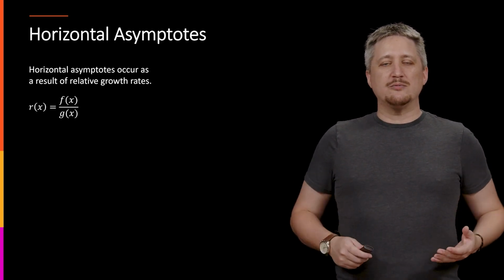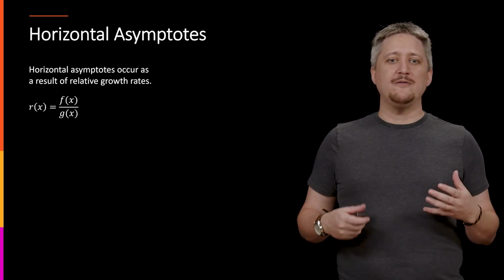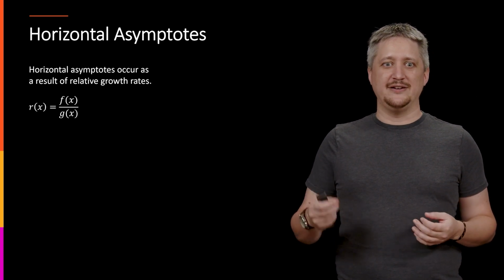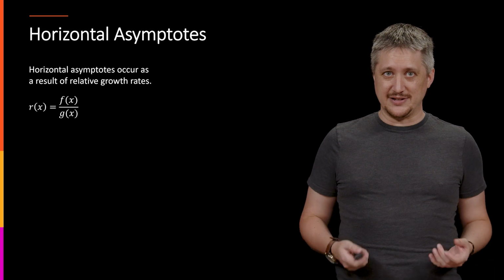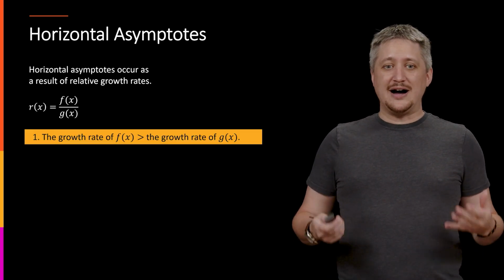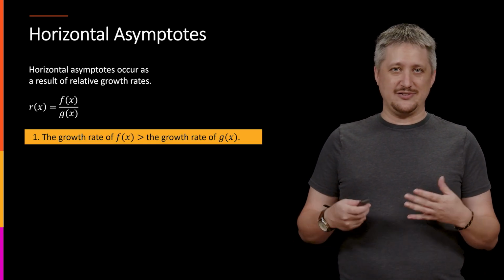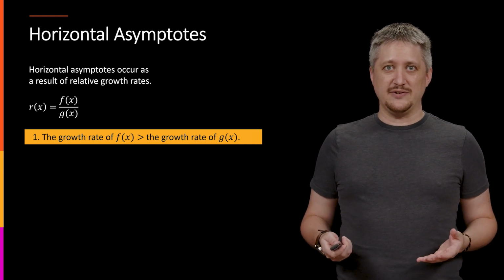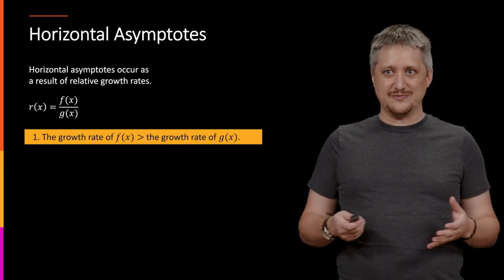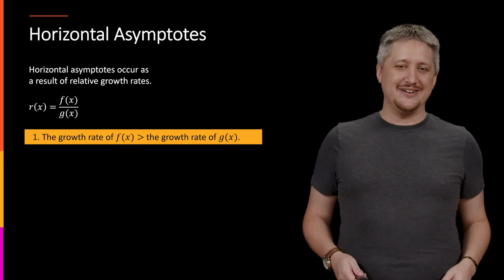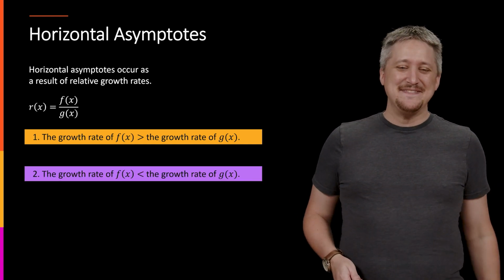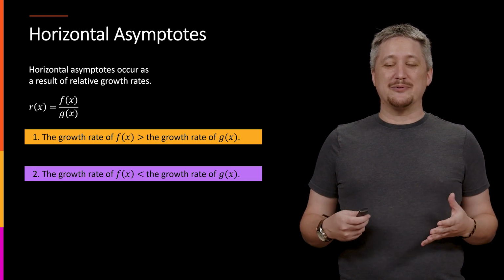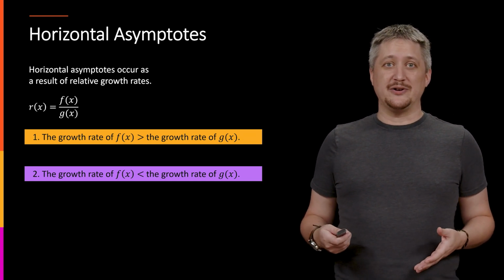When I talk about relative growth rates, what I mean is how fast does f of x get big versus how fast does g of x get big? And there's really three possibilities relative to each other. Either the growth rate of f of x is bigger than the growth rate of g of x by some important real amount. What that means exactly is very vague without calculus. Another possibility, growth rate of f of x is smaller than the growth rate of g of x.